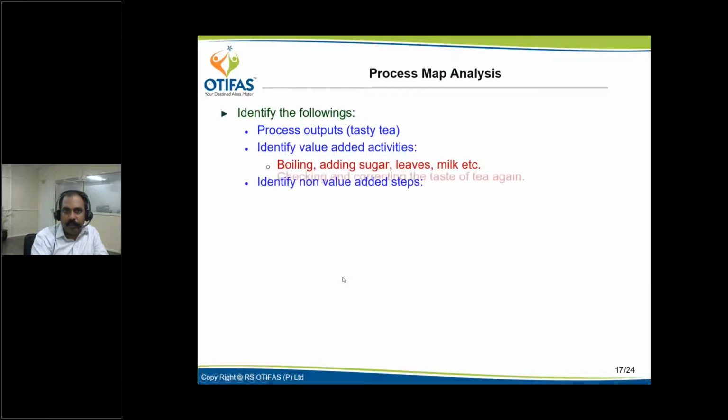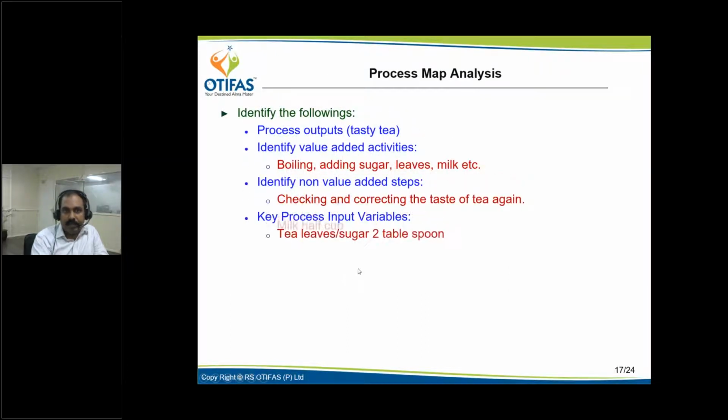Now, what we have to do? We have to identify the following: the process output, identify value-added activities, key process input variables, all these things. For example, what is a key process input? Always try to mention it in very clear specification.